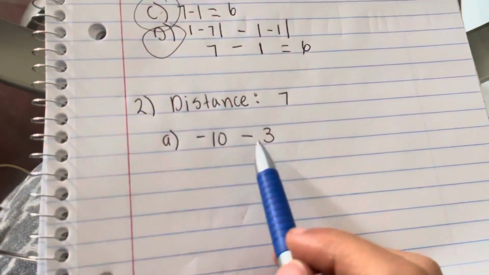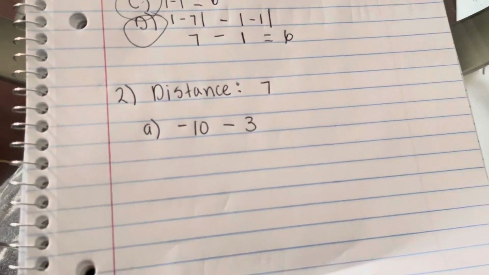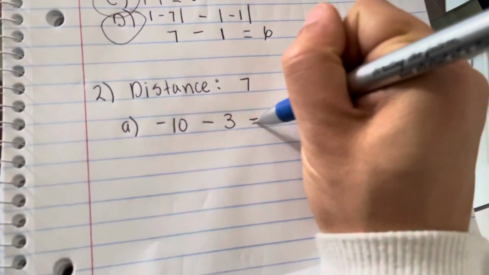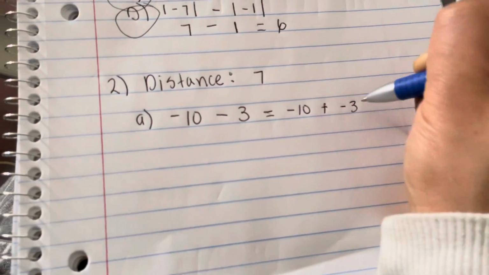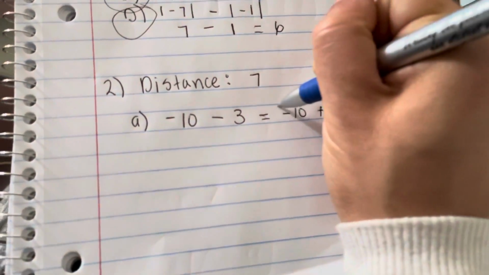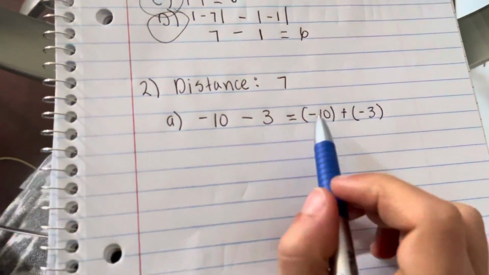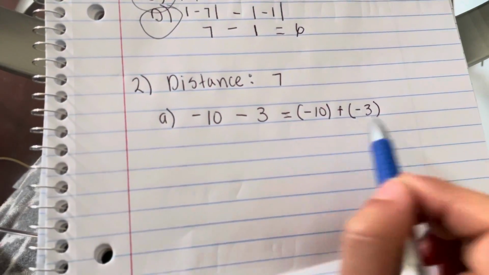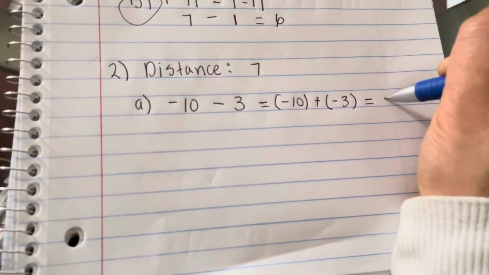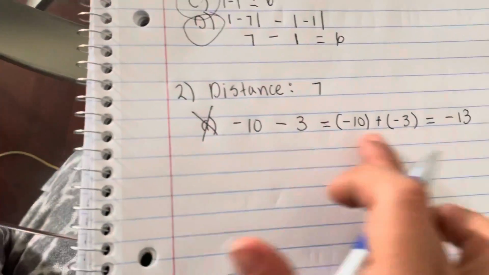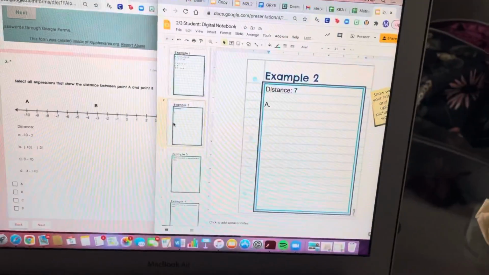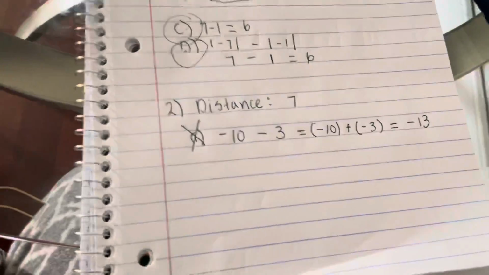So you could have used the number line to solve that, but -10 minus 3, like I said, means I'm going backwards on the number line. It would be more negative. It's also the same as -10 plus -3. They're the same thing. So 10 negatives plus 3 negatives equals 13 negatives. So I know that A is not my answer. So we could just cross that off. And you would type the same thing here on your digital notebook if you don't have paper.